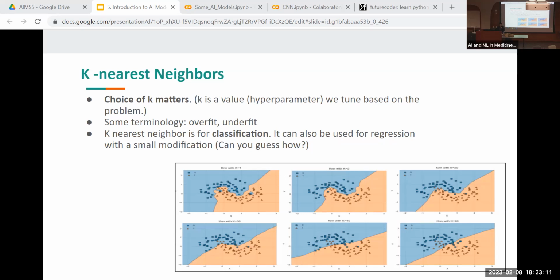Overfit is when the model is too complicated and too adapted to the data that we had, so it cannot predict well on new data. And underfit is when our model is too simple and it cannot capture the complexities of the data that we have.